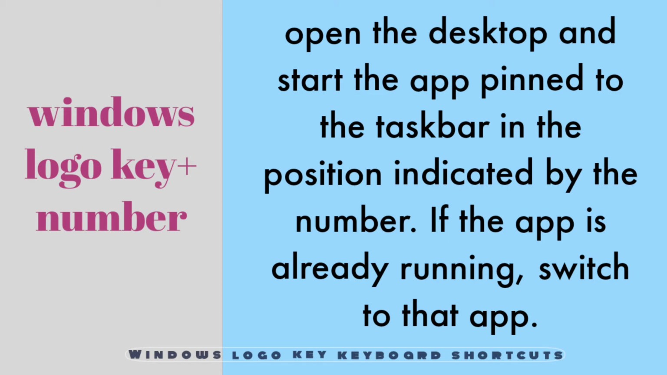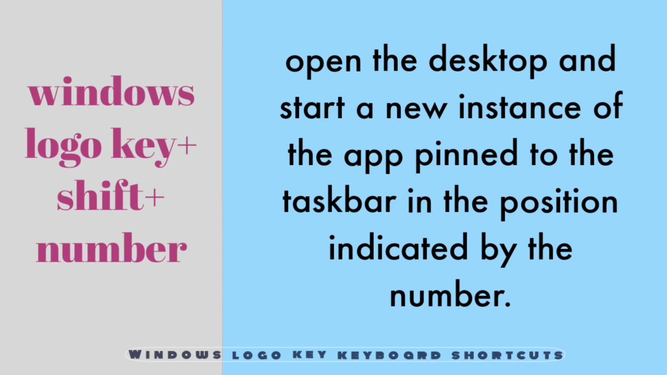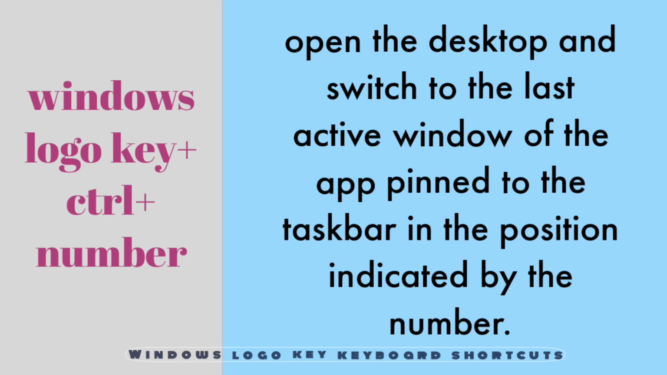Windows logo key with a number opens the desktop and starts the app pinned to the taskbar in the position indicated by the number. If the app is already running, it switches to that app. Windows logo key with Shift and a number opens the desktop and starts a new instance of the app pinned to the taskbar in the position indicated by the number.